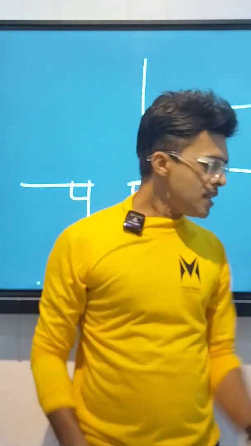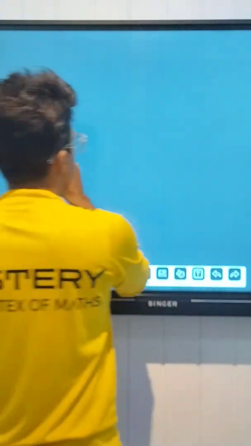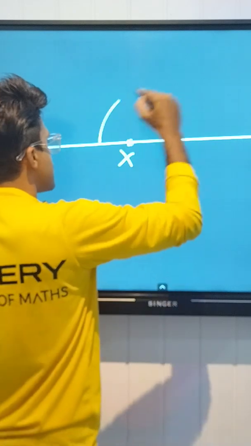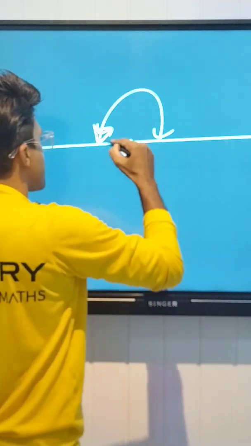Okay, so the other type of angle is this one. I'll make this point as X. So this angle. Here is a straight line, right? So anyway, this angle is a straight angle.